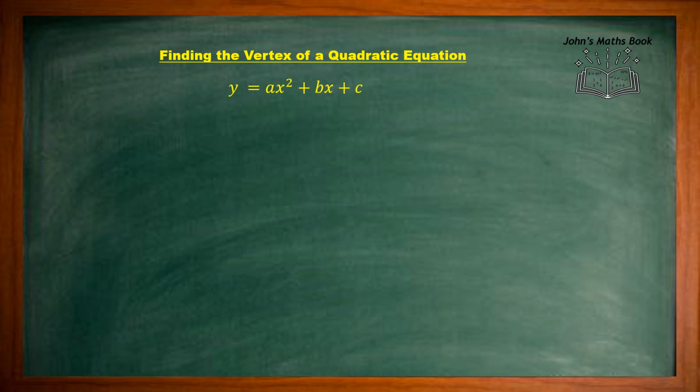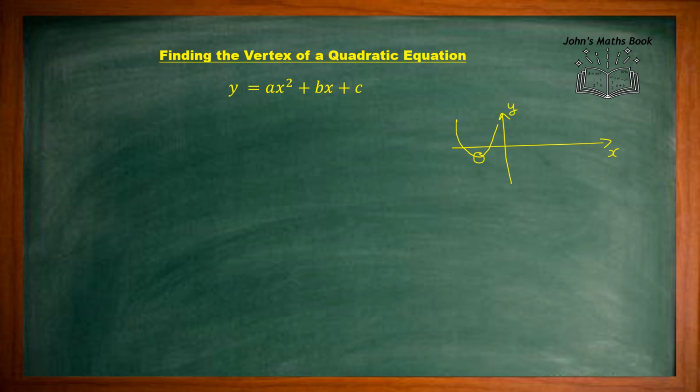A quadratic equation in its standard form is y equals ax squared plus bx plus c. If we plot the xy graph of a quadratic equation, we see that it's a parabola shape. And the parabola has the vertex, or the point at which the curve turns, as shown in the graph.